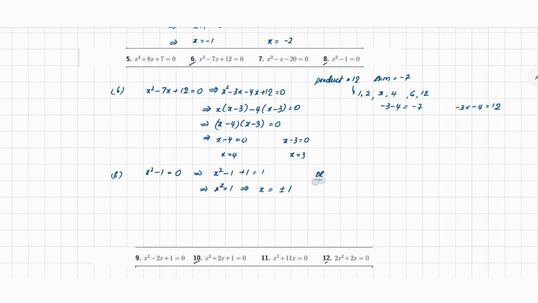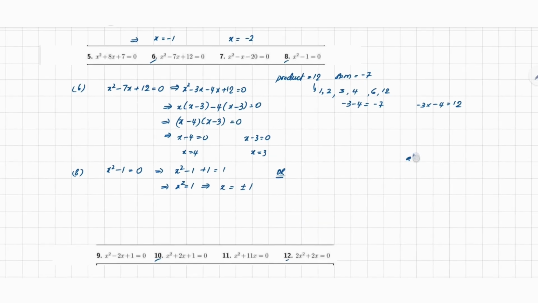Or we can use the formula a squared minus b squared equals a plus b times a minus b, and we have a is x and b is 1, so we can write it as x plus 1 times x minus 1, and that equals 0 according to the question. We can equate each of the factors to 0, and we have x plus 1 equals 0 and x minus 1 equals 0. That gives us x equals minus 1 and x equals 1, which is the answer.